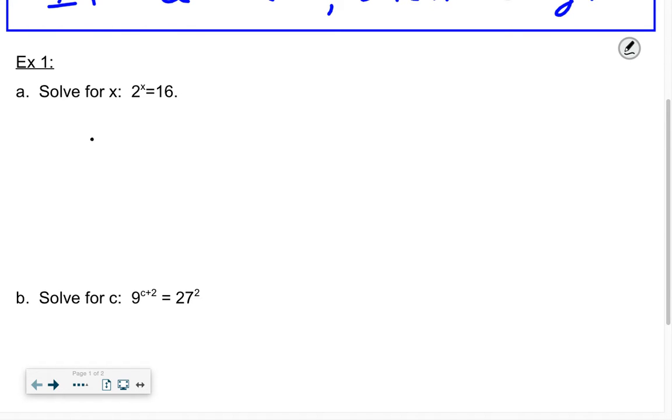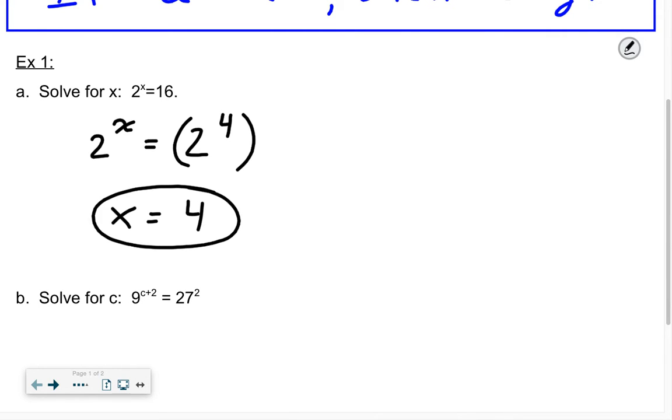We have 2 to the x. Now what I want to do is rewrite 16 so it has a base of 2. Can we do that? Yeah. What is that exponent going to be? 4. Everybody agree that 2 to the 4th is 16? Still the same value, just looks different. Therefore, x is going to be equal to what? 4. Let's do another one.